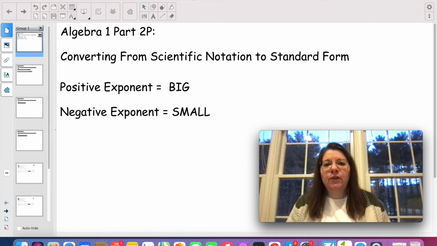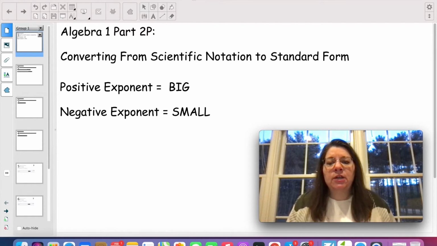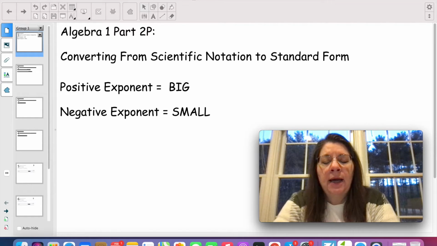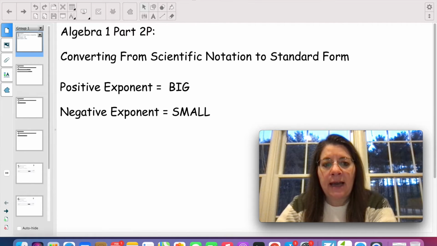We're going to learn something really simple today, and that is converting from scientific notation to standard form. And the main thing you need to remember with this is that if you have a positive exponent, then it's going to be associated with a big number. And if you have a negative exponent, that's going to be associated with a small number.